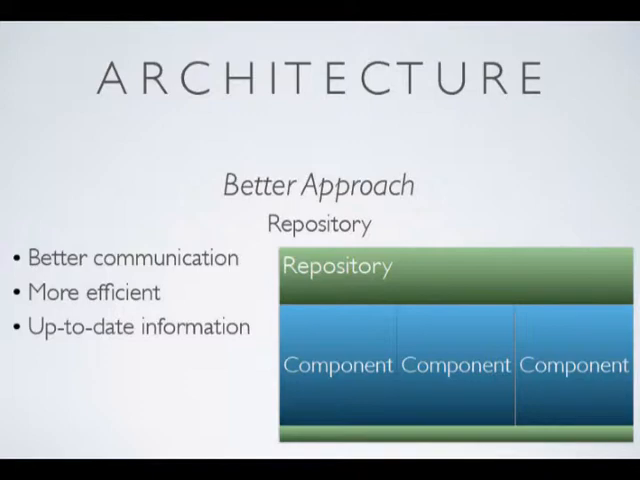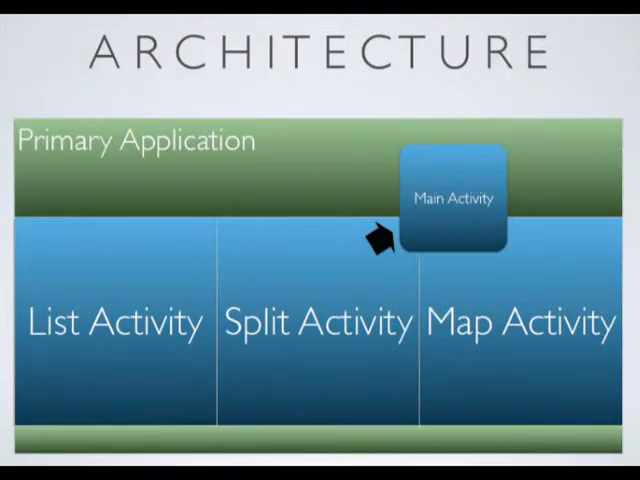And I think we have a larger version of the same model specific to our application. We have 4 essential activities. The list activity, which manages entries, the split activity, which is what you open to, and the map activity. They all do different things, but they require the same data. So where are they going to get it? From the primary application. They never have to speak to each other, they only have to speak to the main repository.